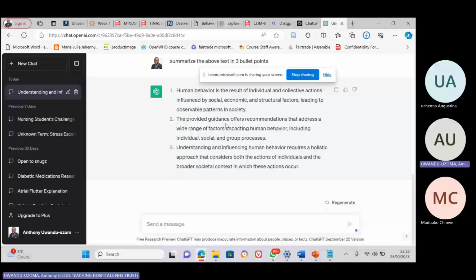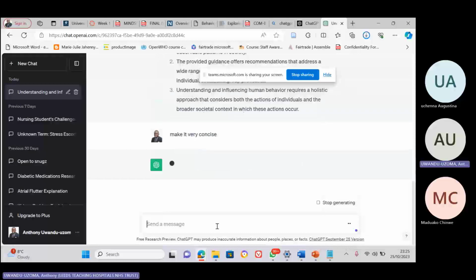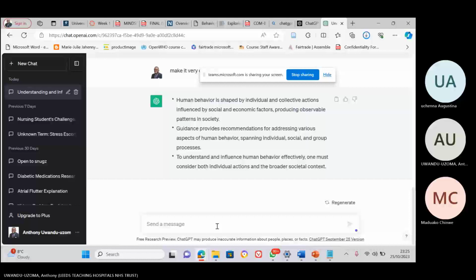Now, you can see, it said human behavior is a result of individual and collective action influenced by social, economic, and social factors. So now, ChatGPT has given me 3 points, but I will say make it very concise. It's too big for me. I think this is the best you can give me. Okay, so it will help me to understand what is human behavior.